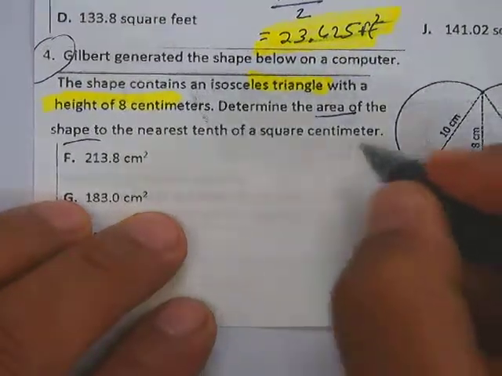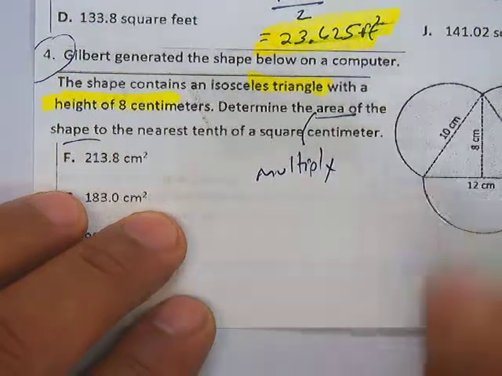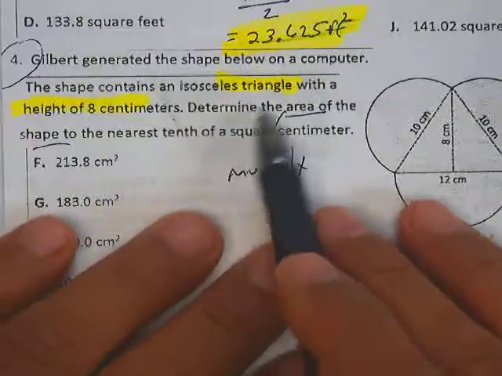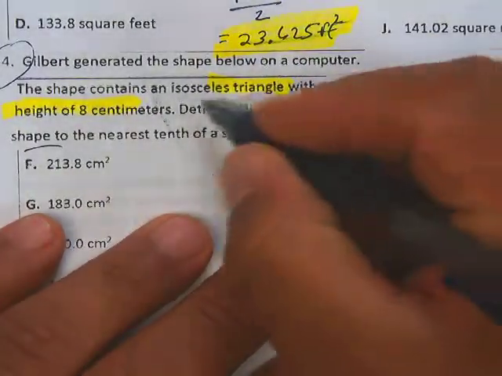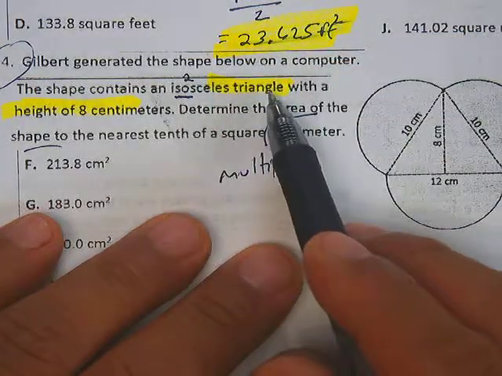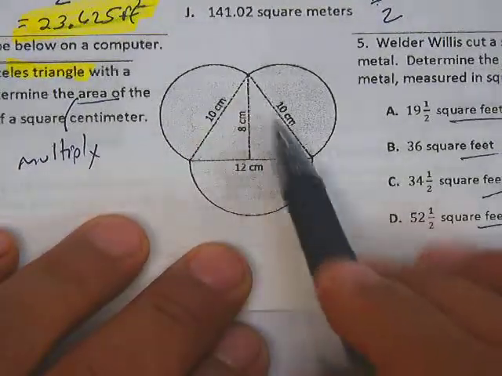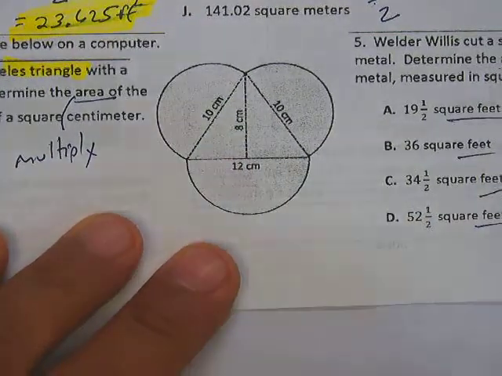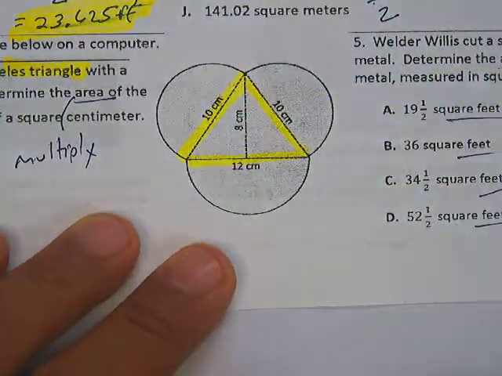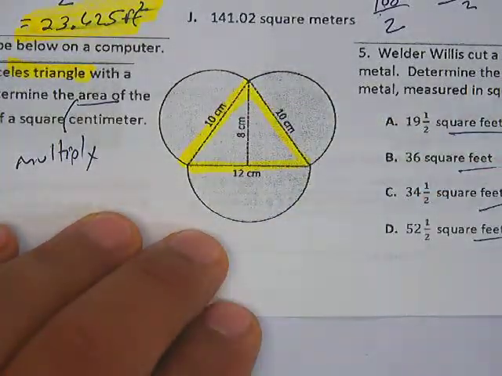So let's begin. If I want the area, I'm going to have to multiply. It tells me we have an isosceles triangle, and isos means 2. So we have two sides that are congruent on a triangle. I'm looking at my triangle in the middle, the triangle with two sides that are the same. That's why it's called an isosceles.